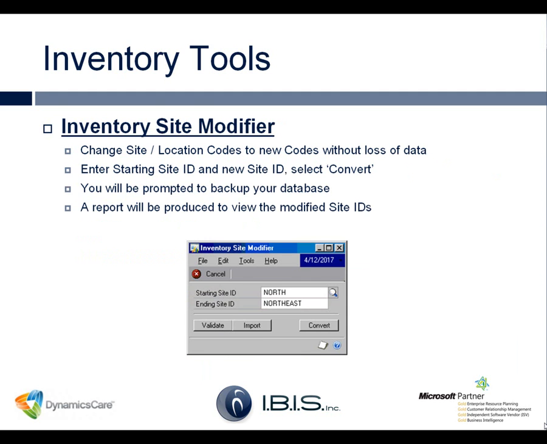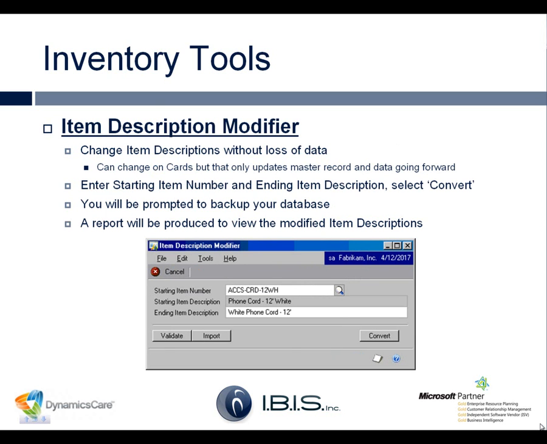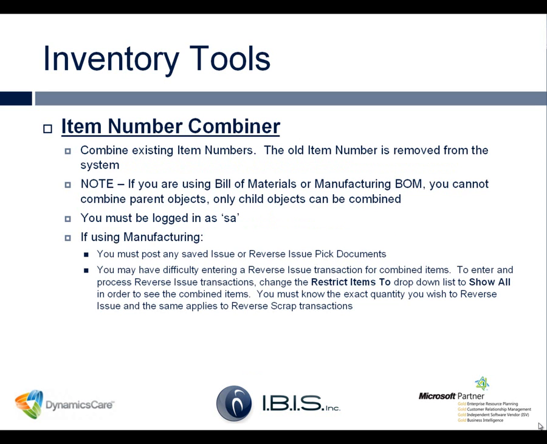Site modifier is another one that is very straightforward. Starting and ending site IDs to change those. And the description modifier. This one does have a little more detail to it. You enter the starting number. You'll want to back up your database. And you'll be able to get a report with the modified item descriptions. Actually, sorry, it's the item number combiner that's more detailed. The other one was straightforward.